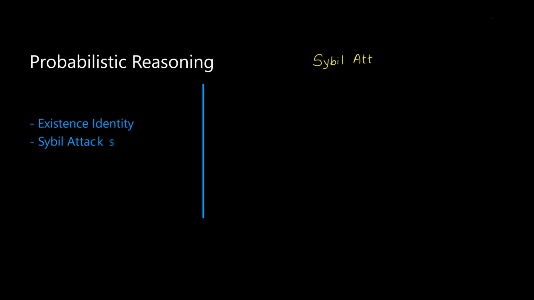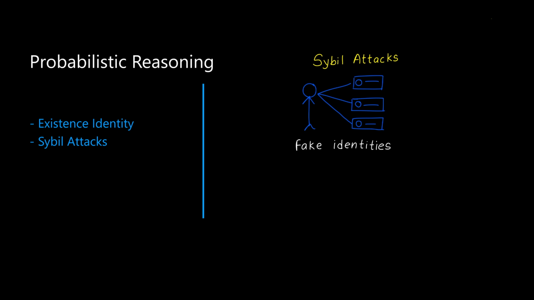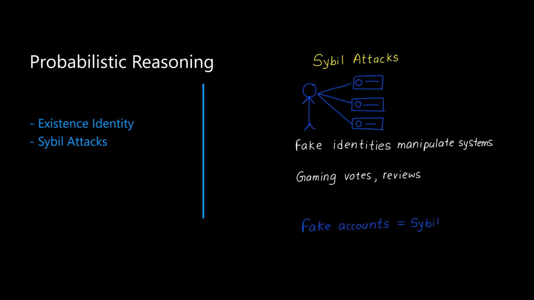Sybil attacks involve multiple fake identities manipulating systems. One person creates many accounts to game voting systems or reviews. AI systems need to handle identity uncertainty defensively because attackers exploit these gaps. If questions mention fake accounts or identity manipulation, think Sybil attacks.